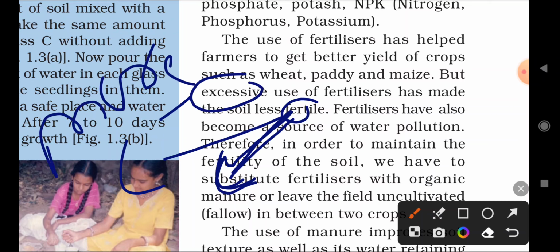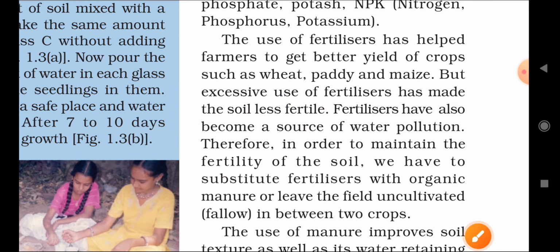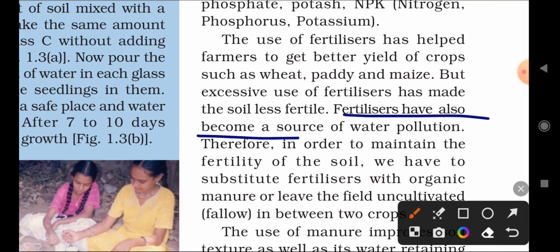This is the major disadvantage of fertilizer. If you use fertilizer, it will give more crop yields, but if you use it continuously, it will damage our fertile soil. Fertilizers have also become a source of water pollution. If the soil contains fertilizer that passes through the water, that water also gets polluted.